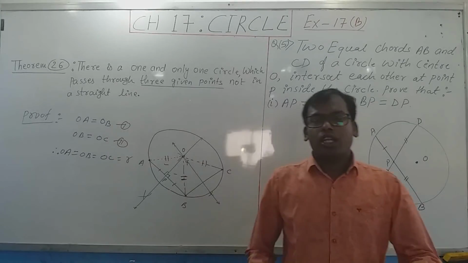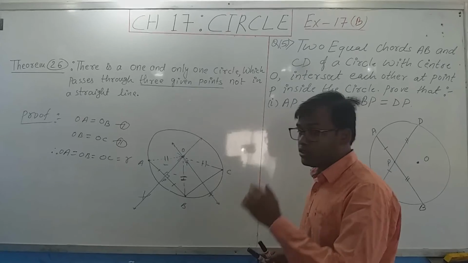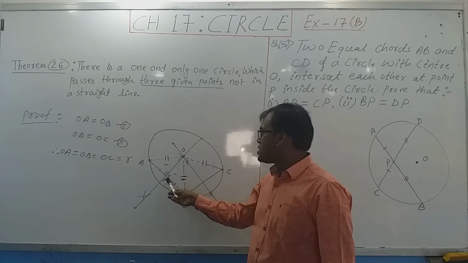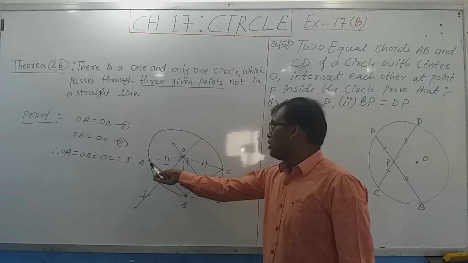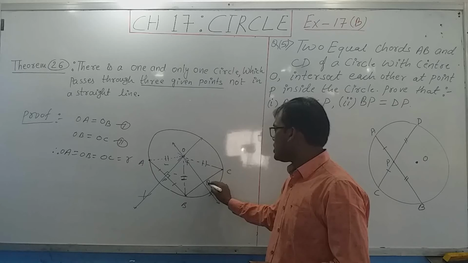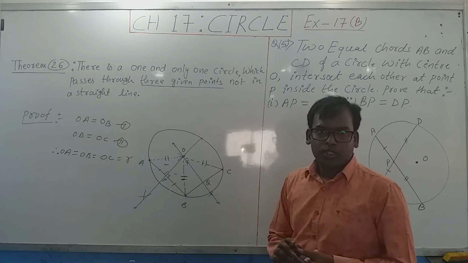Now, after this theorem, just see one more topic. We can say that OP is equidistant from the chord AB, and OQ is equidistant from the chord BC.